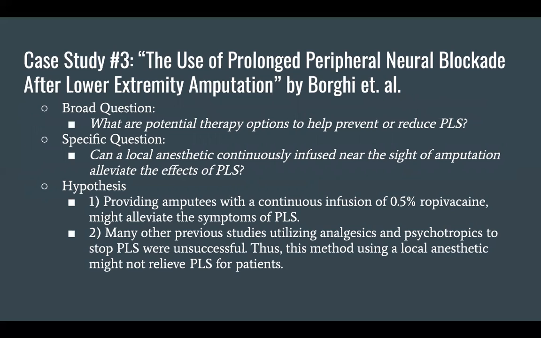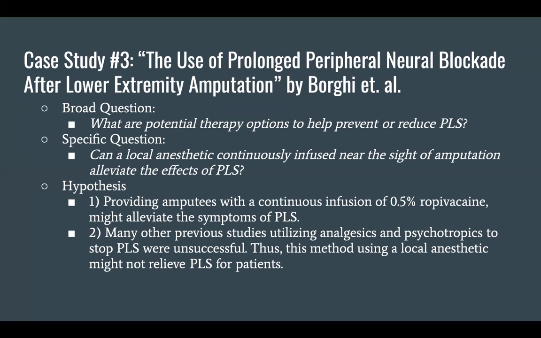So the third case study is on the use of prolonged peripheral neural blockade after lower extremity amputation by Borgi et al. So the broad question: what are the potential therapy options to help prevent or reduce phantom limb syndrome, or PLS? The specific question: can a local anesthetic continuously infused near the site of amputation alleviate the effects of PLS?